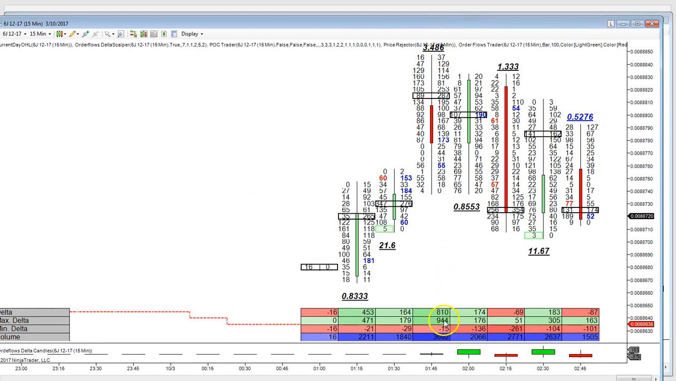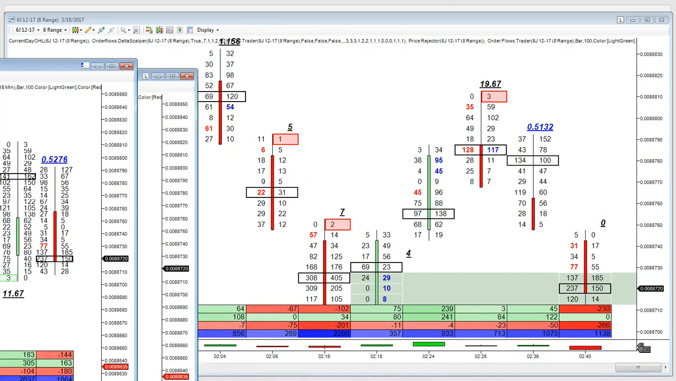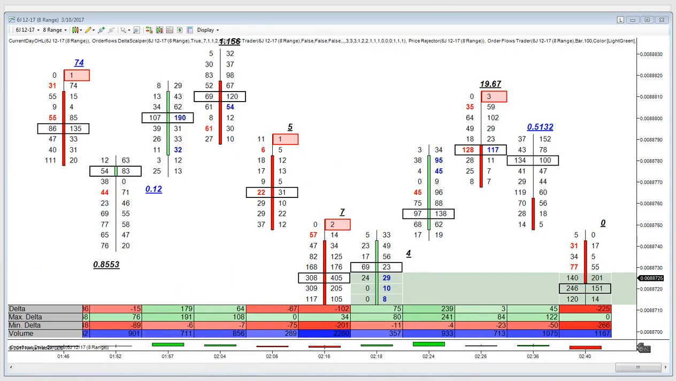On a 15-minute chart, you're going to get huge numbers sometimes. This is not a good example because it's 2 in the morning Chicago time right now, and it'd be better during the day when you have more data. But you get outsized deltas, 800, 400, just bigger numbers coming in on a 15-minute chart as opposed to an 8 range chart. You can cover a lot more ground on a 15-minute chart than on an 8 range bar.